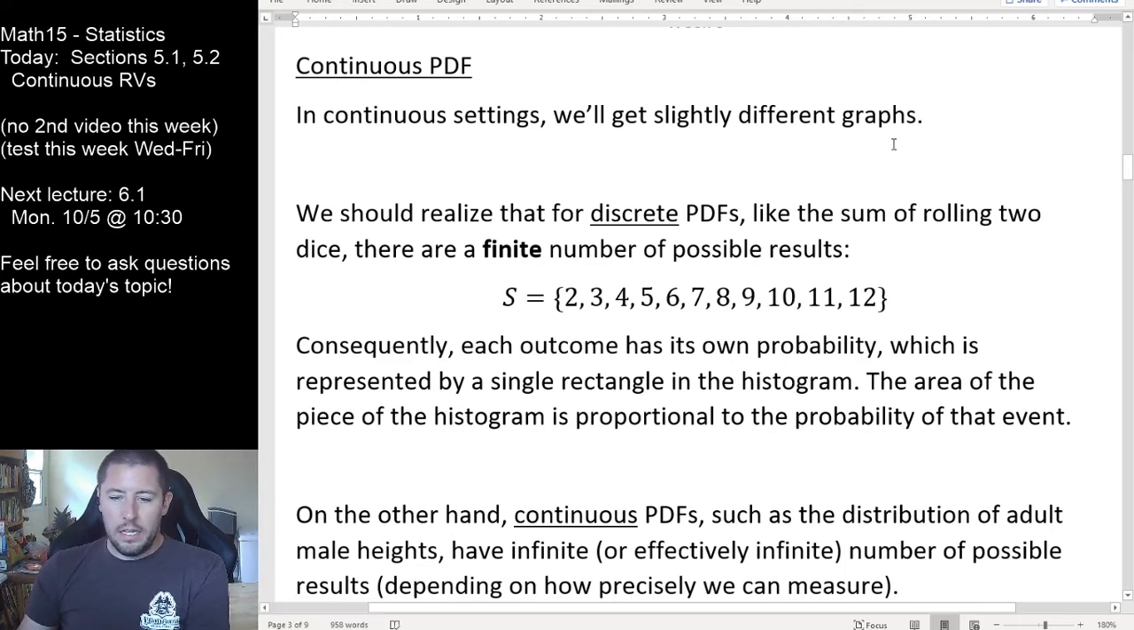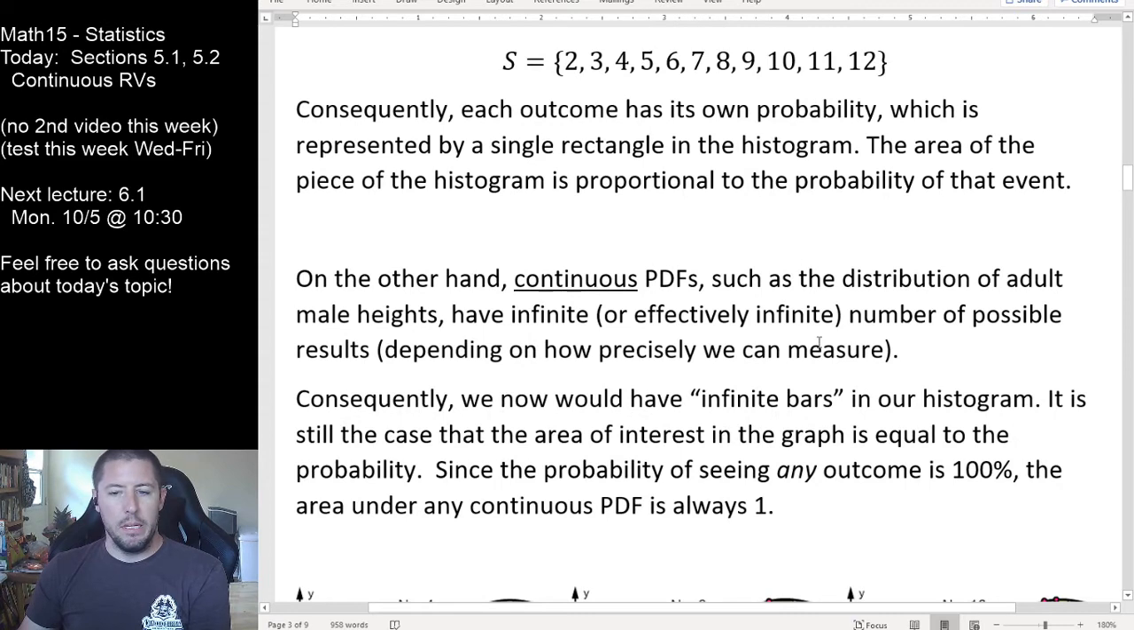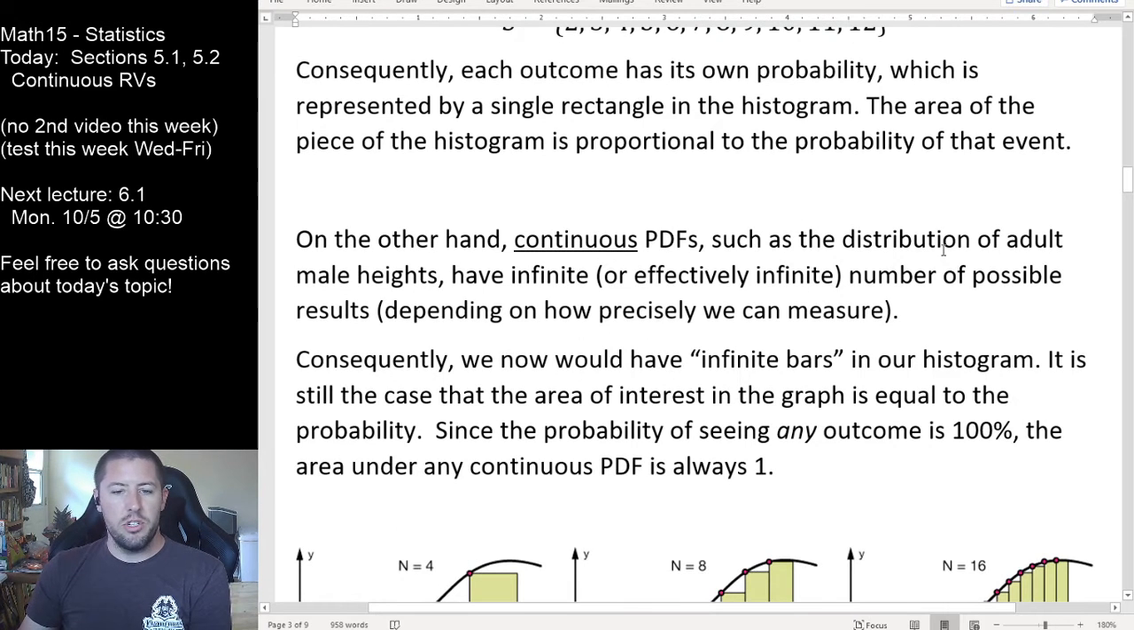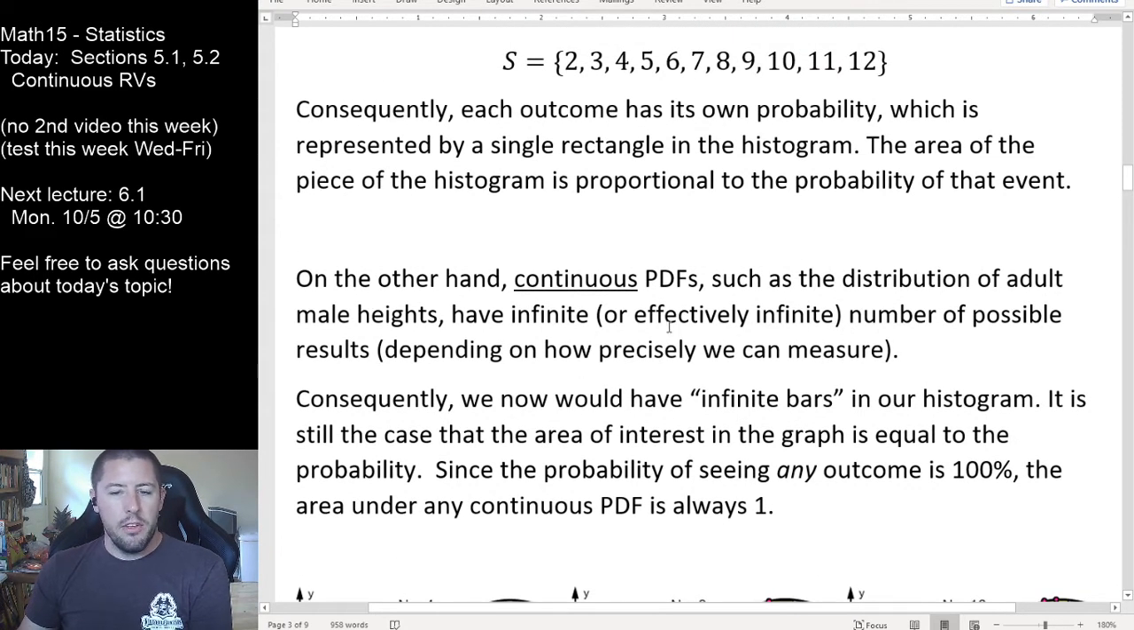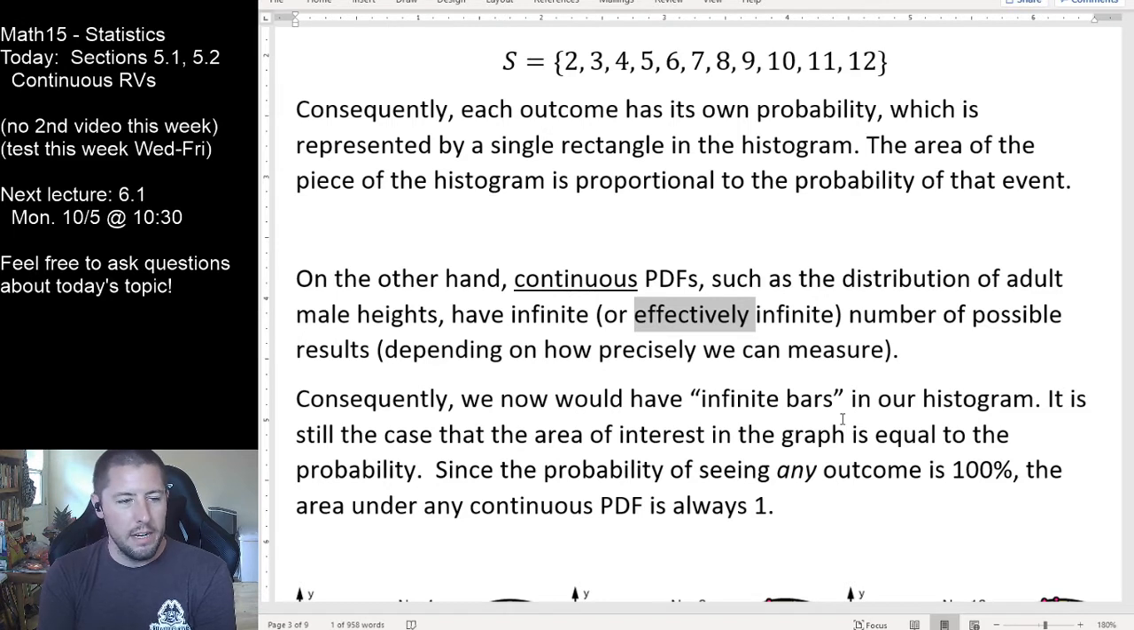So, in contrast, in our continuous probability functions, such as the distribution of adult male heights, there is basically an infinite number of different responses that we can get. And I'm going to say here, it might be better for us to think of this as effectively infinite. If the number of different responses that we can get is too big for you to individually manage by hand, right? In our discrete setting a second ago, we had 11 possible outcomes.